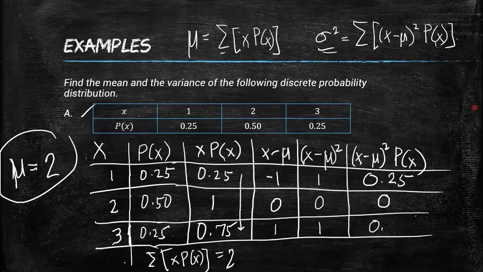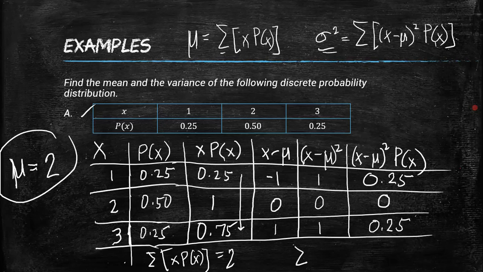So, of course, 0.25. Any number multiplied by 1 is itself. Ayan. So, what's the sum? Bakit sum? Kasi sir, ito na siya: x minus mu squared times p of x. O, meron na tayo. Isa sum daw. So, ipag-add natin lahat ng x minus mu squared times p of x.